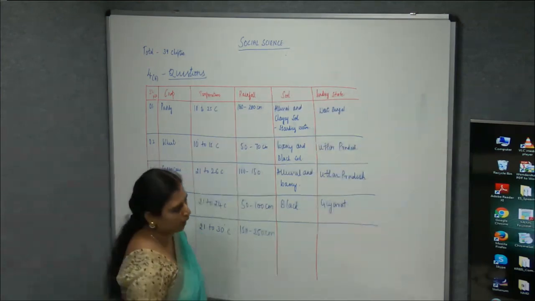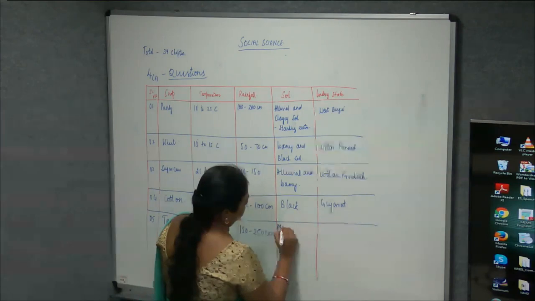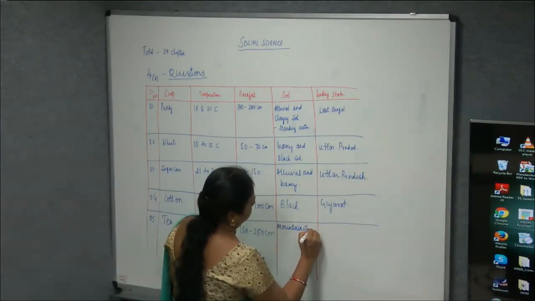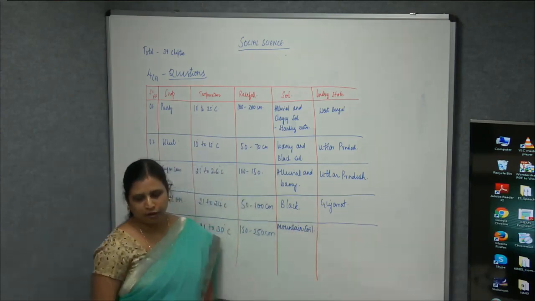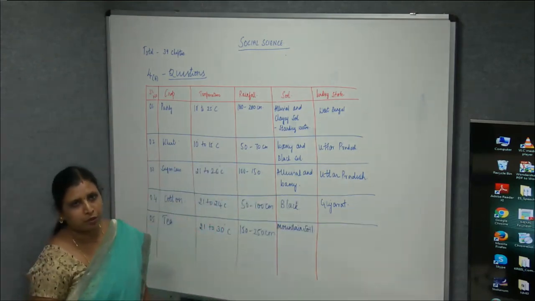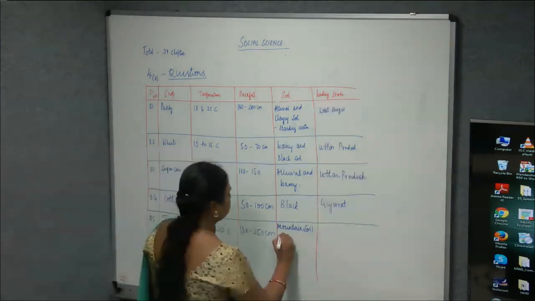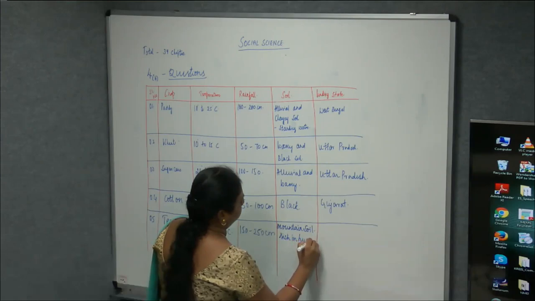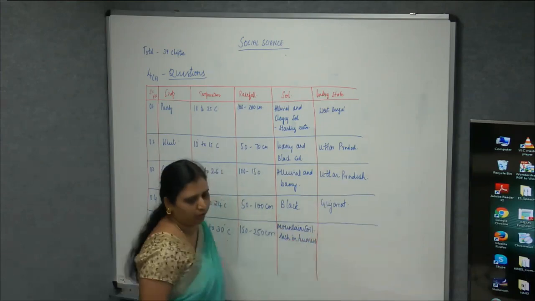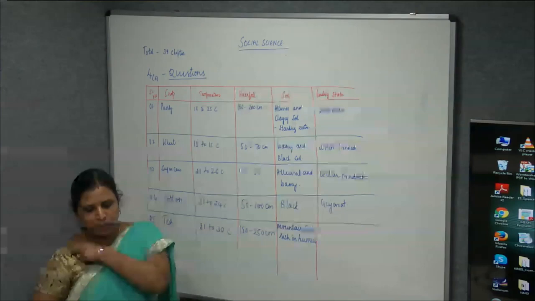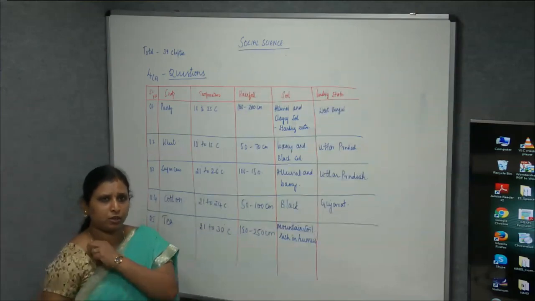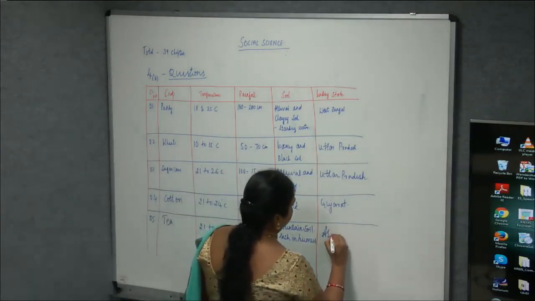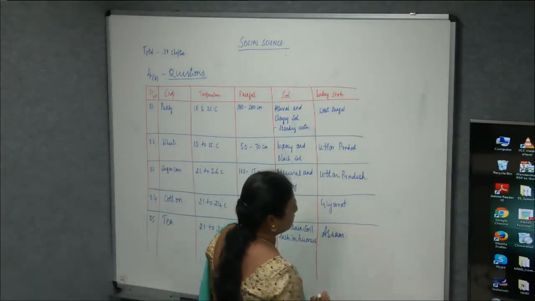And we require mountain soil, especially rich in humus, and slopes. The leading state is Assam.